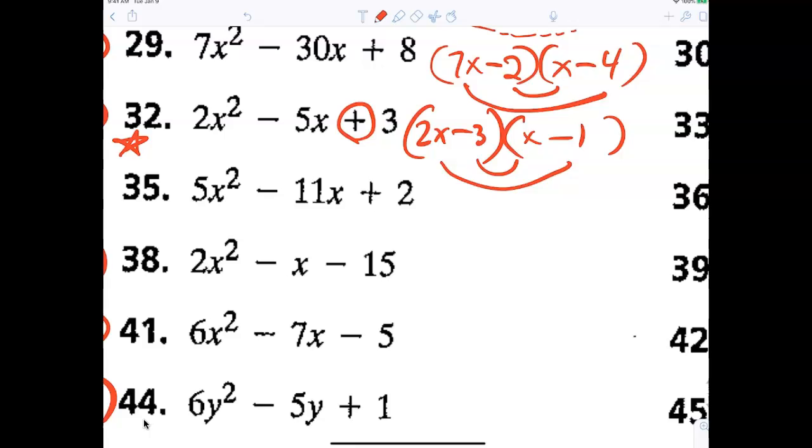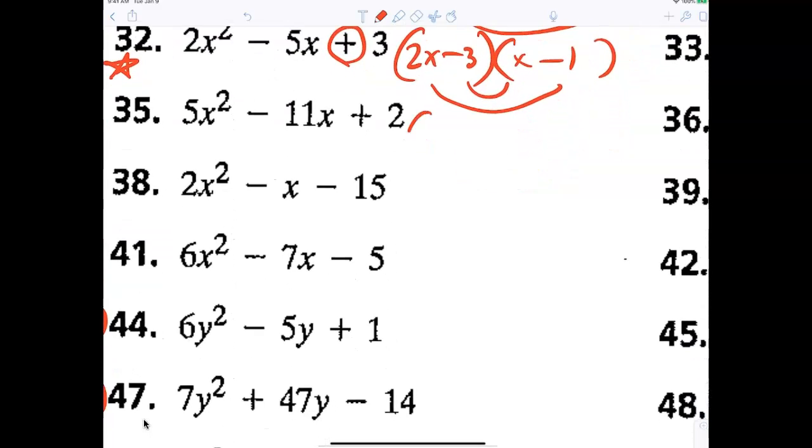All right. Now again, let's look at 35. So what am I having to do on 35? How do I break 5x squared down? 5x and x. Now, come on. Where does the 2 have to go? Where does the 2 go? On the right, because I'm looking at what? That's 10. If I put a 1 here, that's 11. I need to be negative 11, so they are both what? They're both negative. Everybody happy with that?